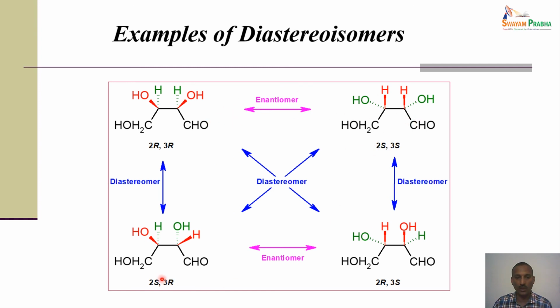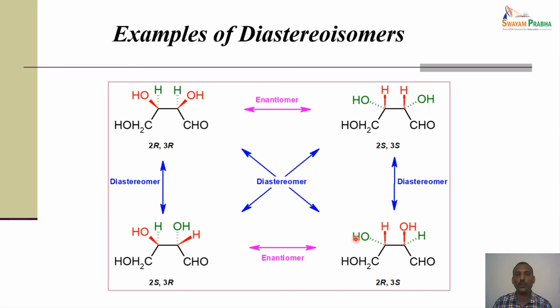So if you look here, it is 2S and 3R. So the 2S should become 2R and 3R should become 3S. So both the chiral centers have to invert. Then only these pairs are called enantiomers. So this is the one thing you have to remember all the time.